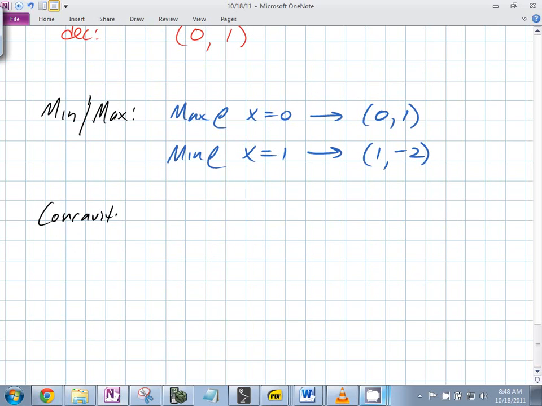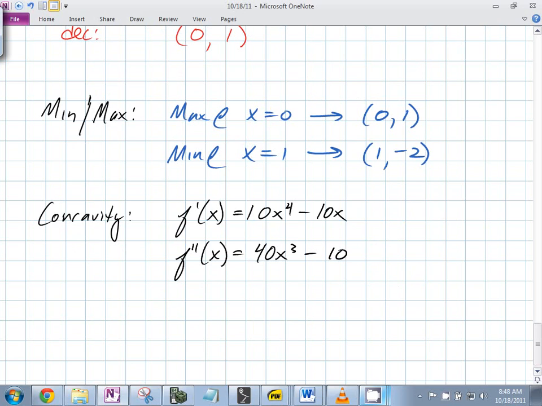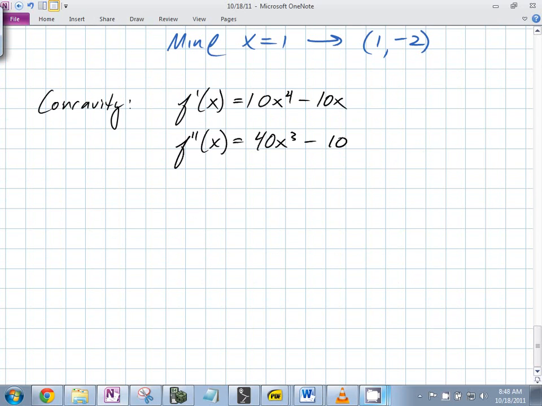And we knew that f prime of x was 10x to the fourth minus 10x, right? So what's f double prime going to be? 40x cubed minus 10. And we're particularly interested in the inflection points, where the second derivative changes sign. Not where it equals 0, it's where it changes sign. Remember, just because the second derivative is 0 doesn't mean it necessarily changes sign. So we set it equal to 0.